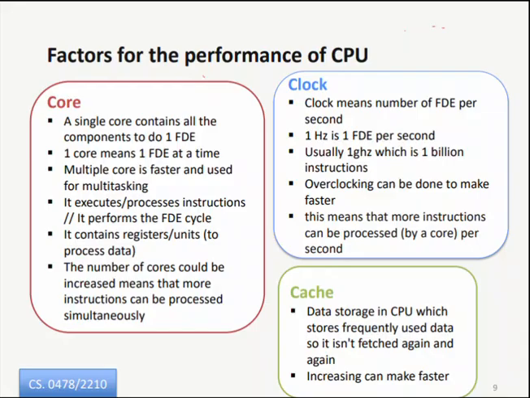In clock, what it means is that clock means the number of fetch, decode, execute cycles per second. So fetch, decode, execute cycles in a second is called clock, and 1 hertz is 1 FDE cycle, usually 1 GHz, which is 1 billion hertz. They will give some questions related to what is meant by 2 gigahertz. That time you actually have to write the answer this way.